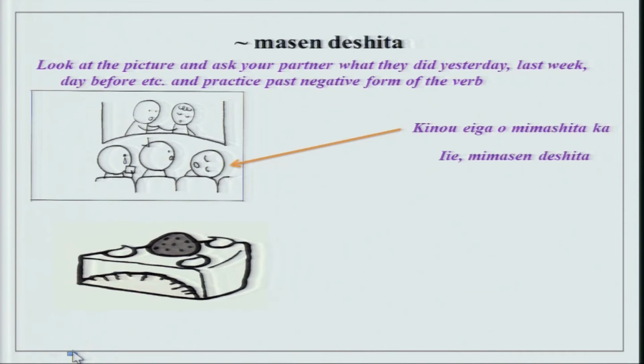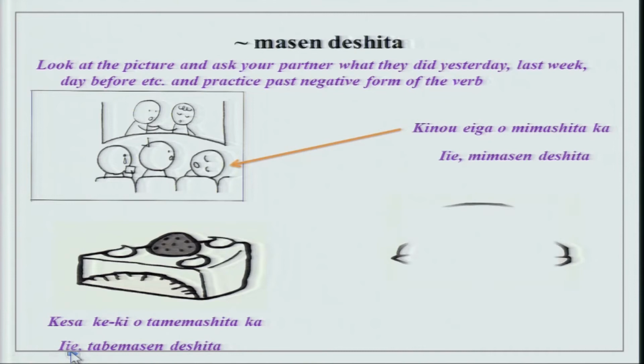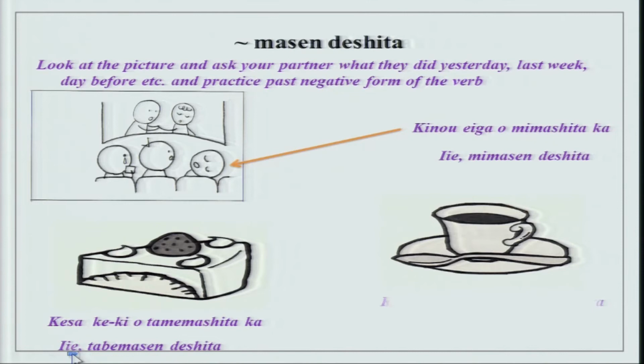Now, this is a cake. Keiki o tabemashita ka? Kesa, this morning. Keiki o tabemashita ka? Iie, tabemasen deshita, because it's still here. And then we have this cup of tea, it's full. So, kino kohi o nomimashita ka? Iie, nomimasen deshita. This is how you would use negative past with senshu, sengetsu, kyonen. With these words, you would use past and past negative.